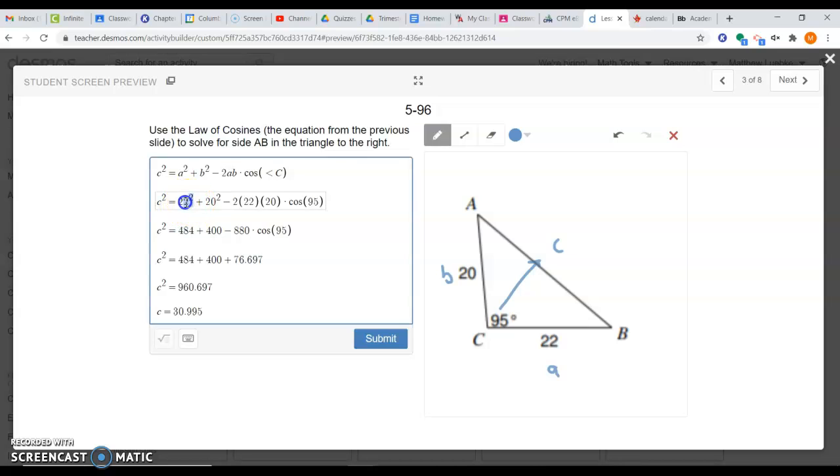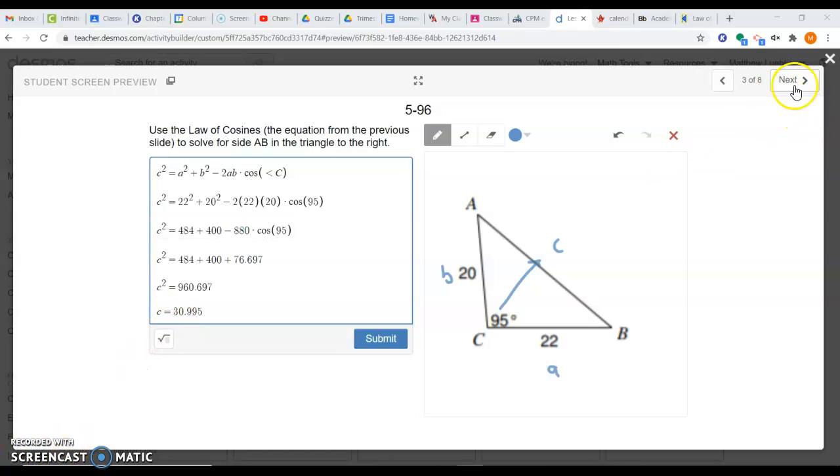Again, I did the squaring, and then I did this multiplication, negative 2 times 22 times 20. That's where I got this negative 880 from. Then in my next step, I have it all written out, and I do my negative 880 times the cosine of 95, and I got a positive 76.697. That's why that switched to a plus there, because I took the negative 880 and multiplied it, so whatever I got as an answer, I could keep the sign of, which was positive, so I made it a plus there. I added it all together, and I got my value for C.